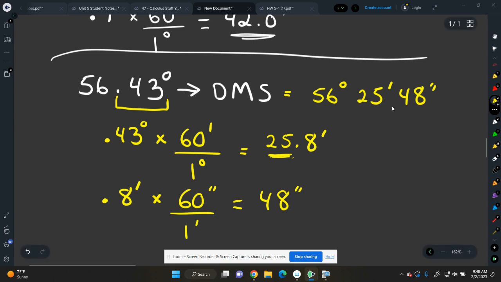What if the seconds doesn't go in evenly? Then you would leave the seconds as a decimal. You can do decimals on the seconds, but not on the degrees or minutes. Okay, good question.